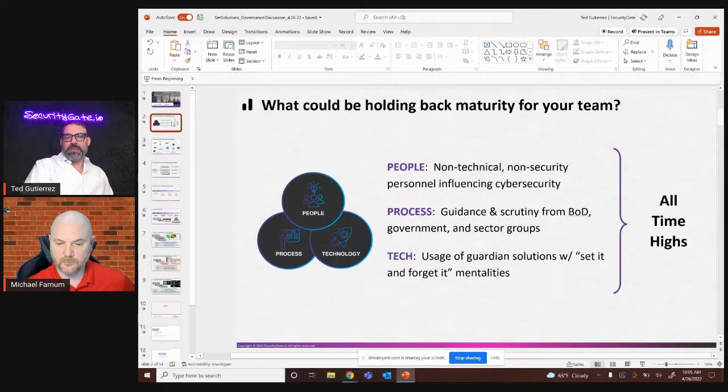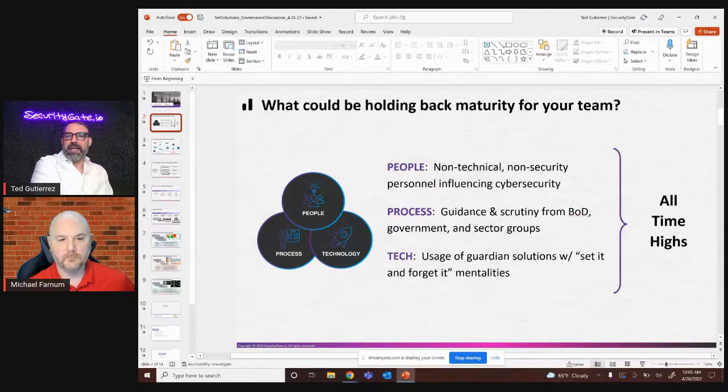If you level set on people, process, and tech, what's happening right now, I see across multiple sector types, is you've got more non-technical, non-security people influencing cyber. I don't think that's a bad thing. I think you'd probably argue the same, that more heads are getting into cybersecurity, and it's becoming more visible. As a result, there's scrutiny from the board of directors, guidance from different government agencies and sector groups, and a lot more resources out there. From a tech perspective, a lot of people are using guardian solutions with a set it and forget it mentality.